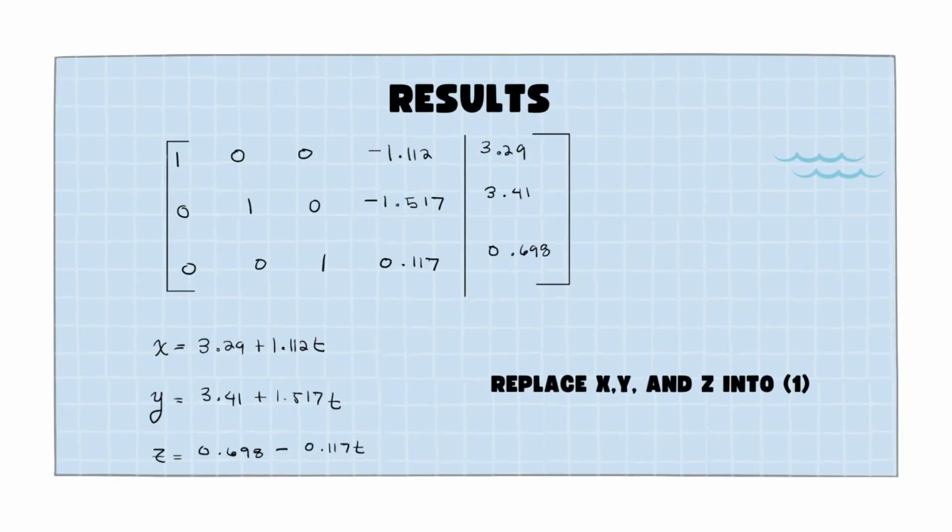Our resulting values are x is equal to 3.29 plus 1.112 t, y is equal to 3.41 plus 1.517 t, z is equal to 0.698 minus 0.117 t. Now we replace x, y, and z into our equation number 1.